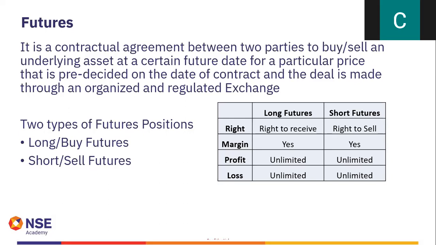So basically in futures, as I said earlier, you have only two positions. You either buy a future or you sell a future. In exchange parlance, it's called going long, meaning buying a future. Going short means selling a future. So what exactly will be the difference between buying a future and selling a future? With respect to the right of the contract, the seller of the future has the right to sell. Margin is applicable on both the contracts. That is, the buyer also will be paying margin, the seller also will be paying margin. Profit unlimited, loss also unlimited.